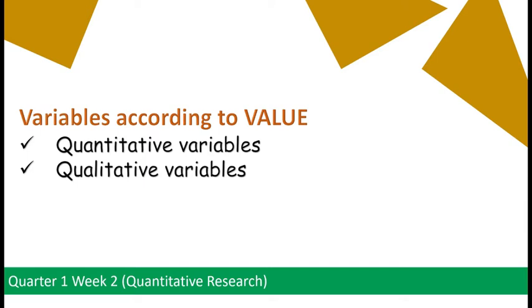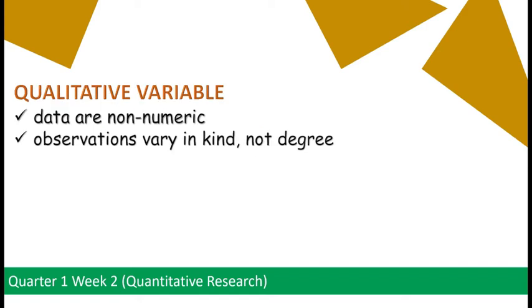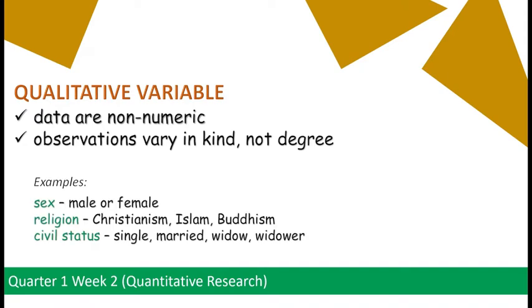Earlier, it has been mentioned in the definition that variables can take on either a numerical or non-numerical value. Hence, variables can be classified as either quantitative or qualitative. Qualitative variables are those whose data are non-numeric and whose observations vary in kind but not in degree. Examples of qualitative variables are sex, religion, and civil status. As qualitative variables allow for classification of samples, they can also be called categorical variables.